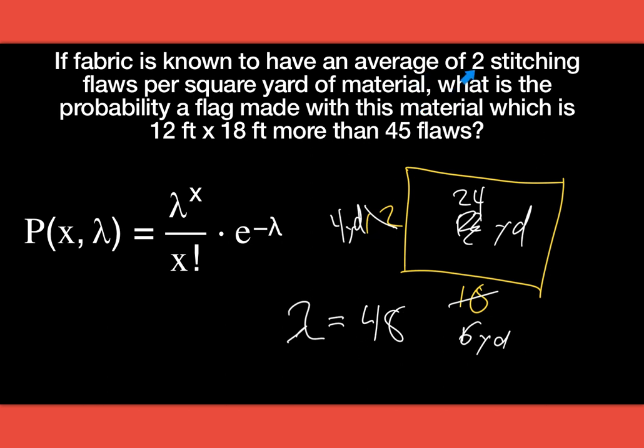Given the mu of 2 stitches per yard, well, now there's 24 yards, so my new lambda is my new expected. I expect there to be 48 flaws.